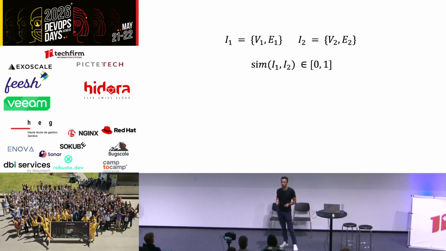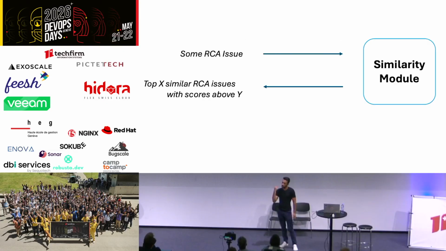So ultimately, we have a similarity that we researched to have the best similarity function between graphs in our context. And then we have a similarity module, meaning we can go to this module and say, for some RC issue, give me the top most similar RC issues with scores above some score in the past. So we can find similar issues that happened in the past based on one. And with this building block, we can do other things, which are pretty easy to build once you have this.